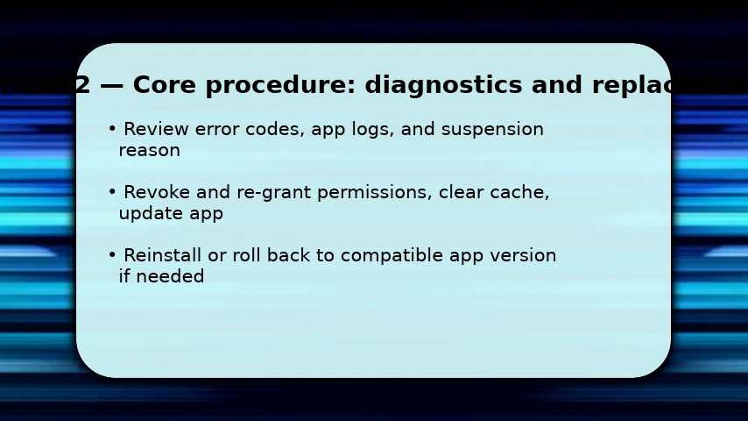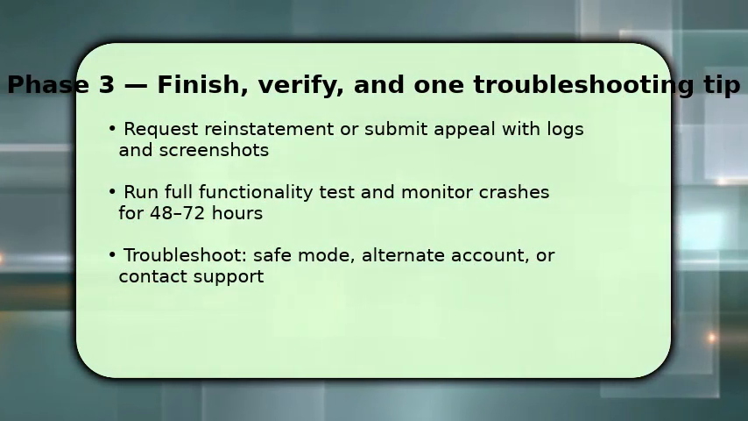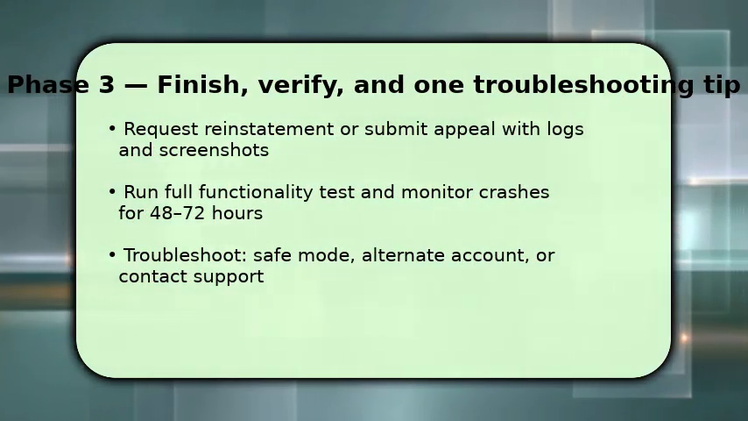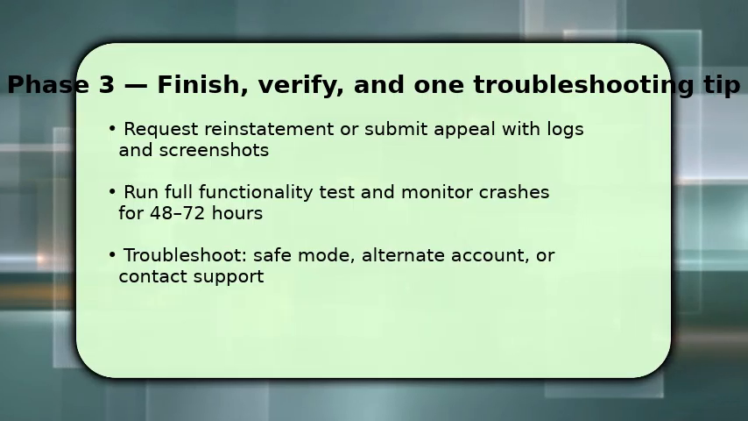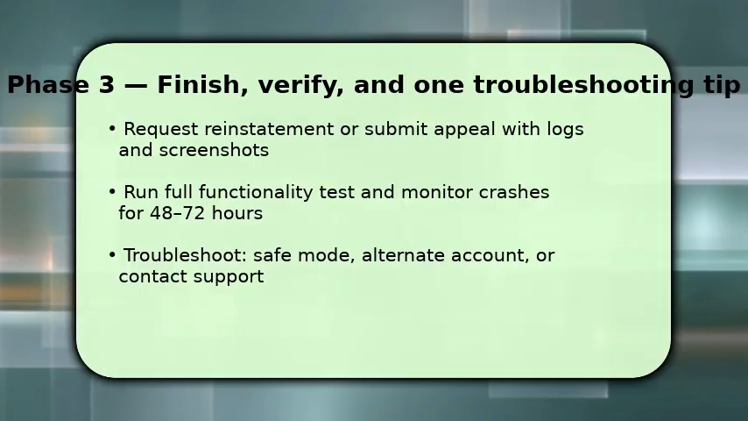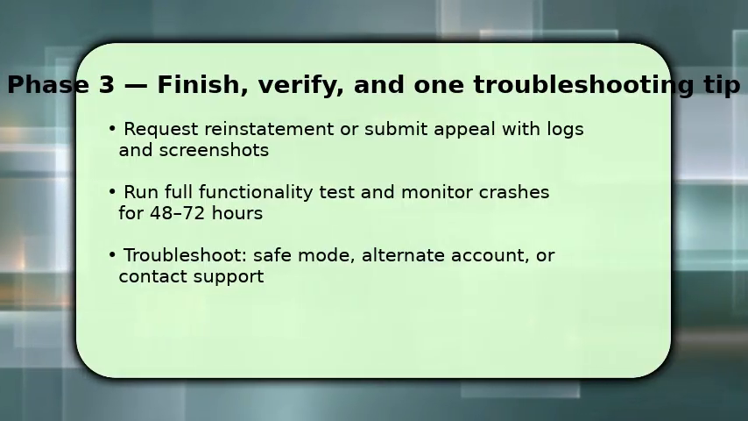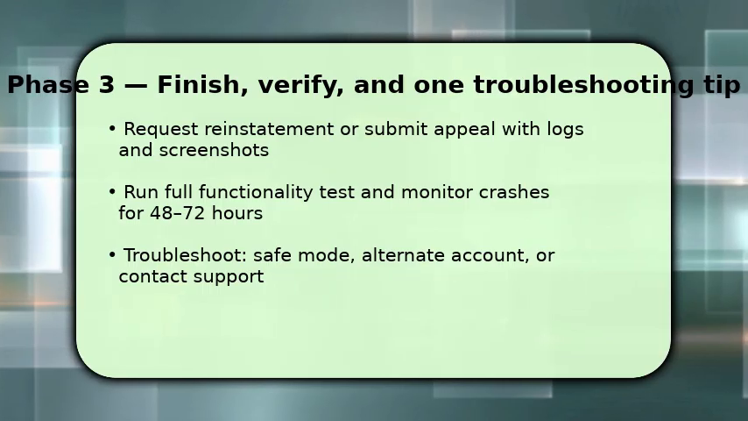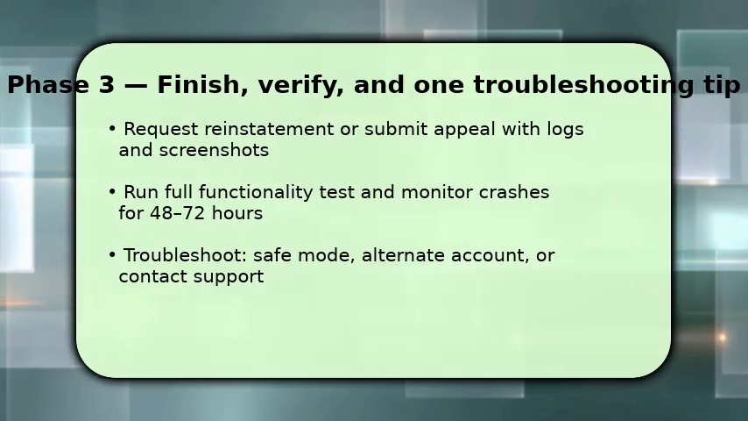Finally, complete restoration and verification. If the app remains disabled by a provider, submit an appeal with clear logs, screenshots, and a chronology of fixes you applied. Once access is restored, run a full functionality test and monitor for 48 to 72 hours for regressions.